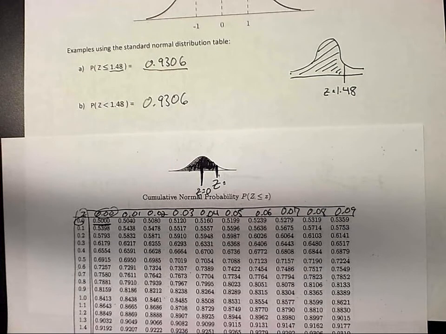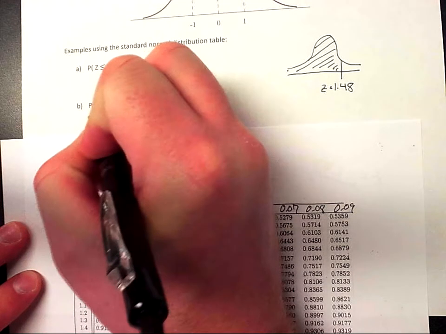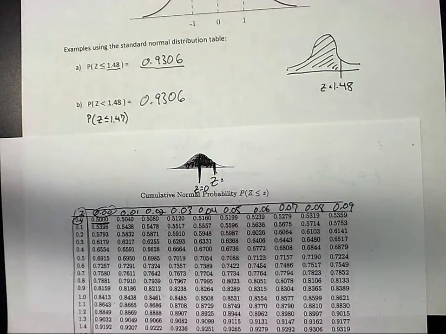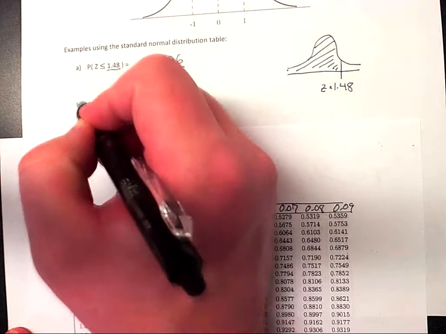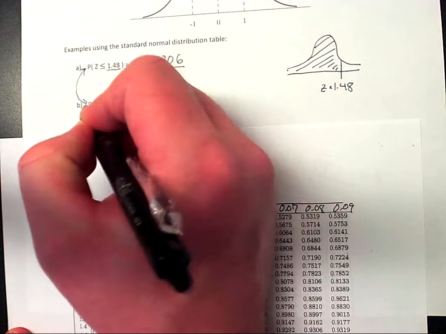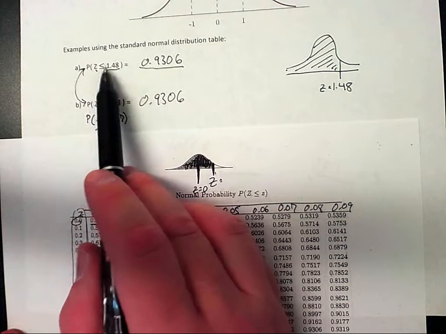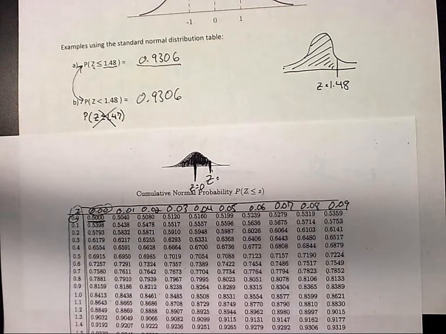A very, very common mistake, and what I'm about to show you is wrong, is that people will look up the probability that z is less than or equal to 1.47, saying, hey, I want less than 1.48. This is absolutely wrong. Because z is a continuous random variable, we can leave away this equal sign and we still end up with the same probability. All right, everybody good with A and B?